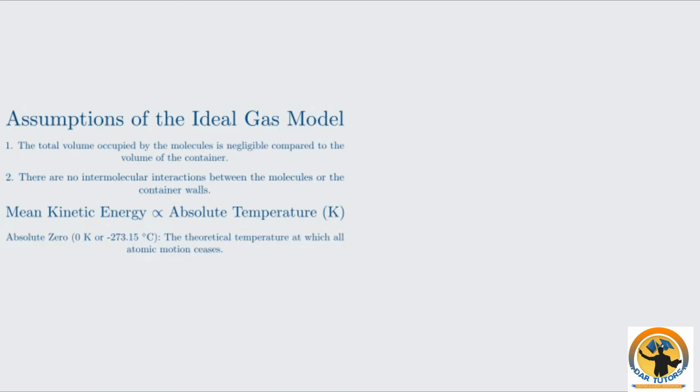Another important concept is absolute zero, which is 0 Kelvin. This is the theoretical lowest temperature possible, where all atomic motion stops and there is no internal energy. Let's now consider how this ideal gas model applies to real gases and where its limitations lie. This will address our third learning objective.